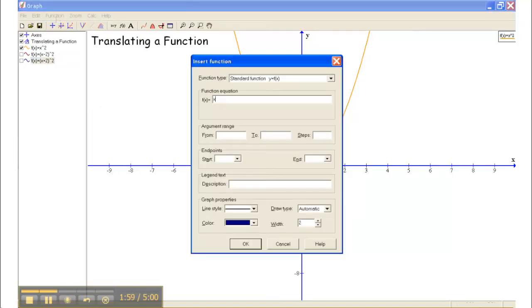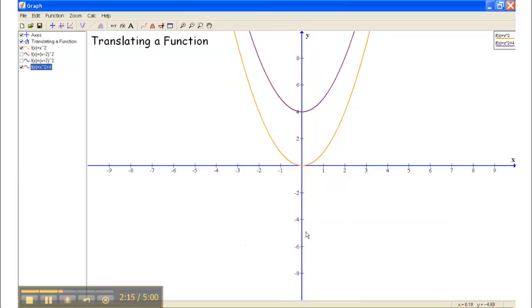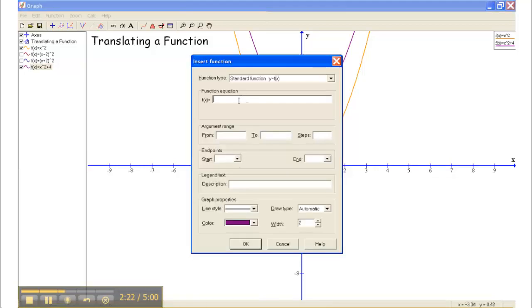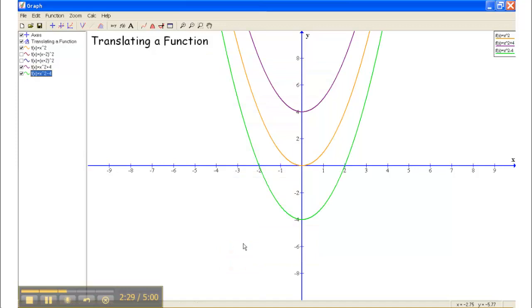What about this? What if I don't do anything to the x-coordinate, but I add 4 on the end? So I didn't do the plus 4 to the x. I did it to the x squared after we squared the x. This time it went up 4 units. Well, what do you think is going to happen if instead of adding 4 to x squared, we subtract 4 from x squared? Here it moved down 4 units.